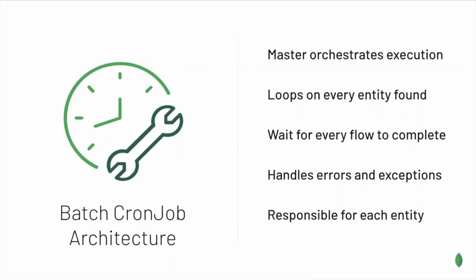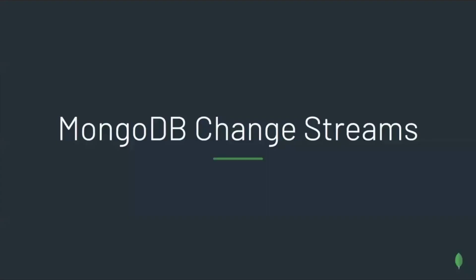Now, this master function has to handle all the errors and exceptions for each entity, or user in this case, and it is responsible for each entity. So this is where a bottleneck is. The bottlenecks of batch architecture can be solved by using an event-based system.